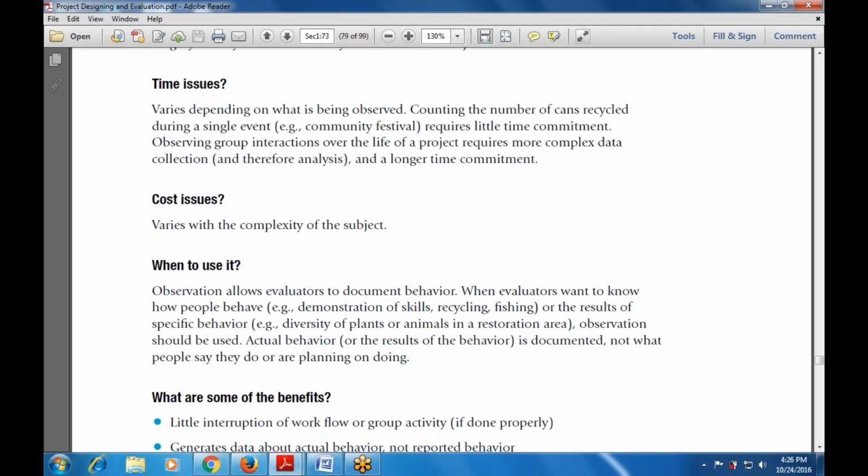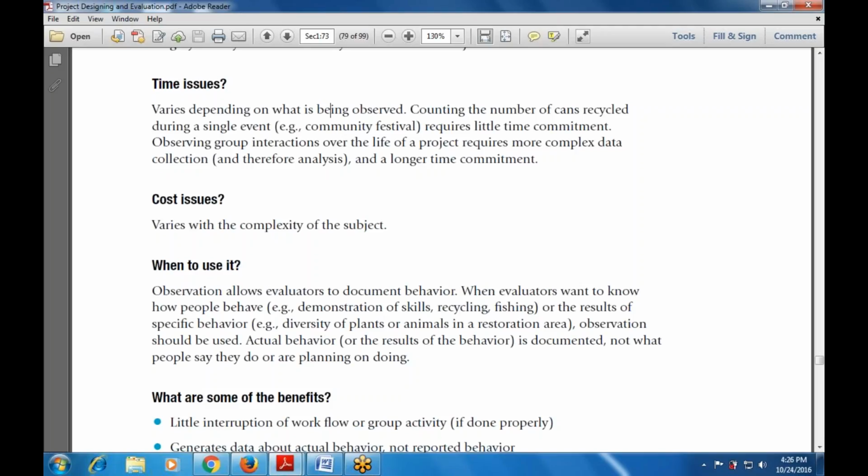Whatever people do, whatever they are planning, that is the behavior documented. It is used by evaluators to plan and to document the behavior, when the evaluator wants to know how people behave, such as the demonstration of skills, recycling, or fishing.